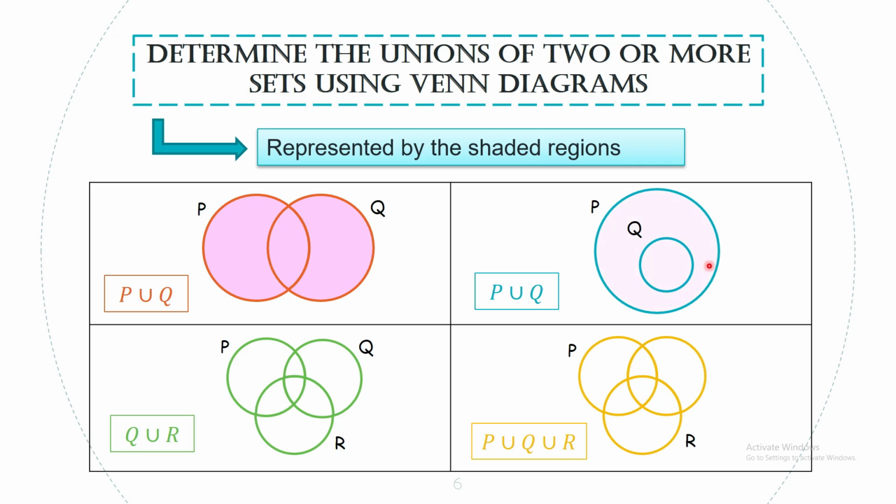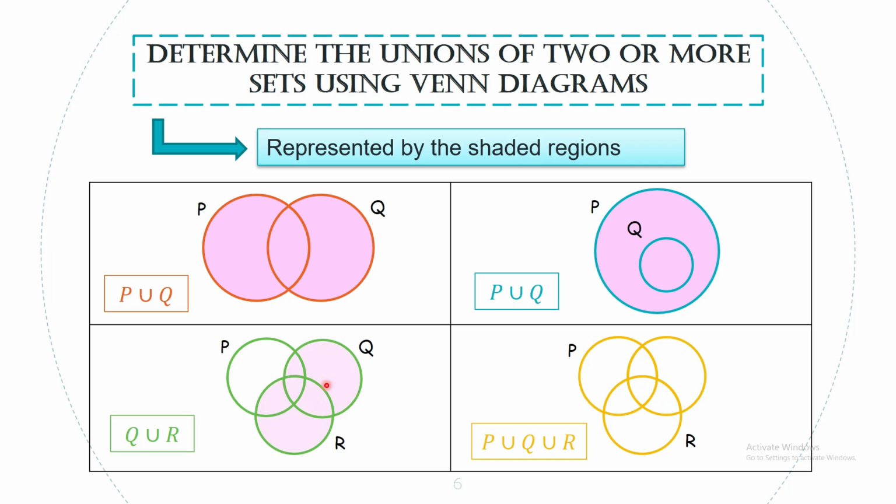Okay, correct. And now for the third one, it is in this kind of Venn diagram. Okay, Q union R. Q is this circle, R is this circle, and then we combine both of these sets all together, and then we shade this region like this.